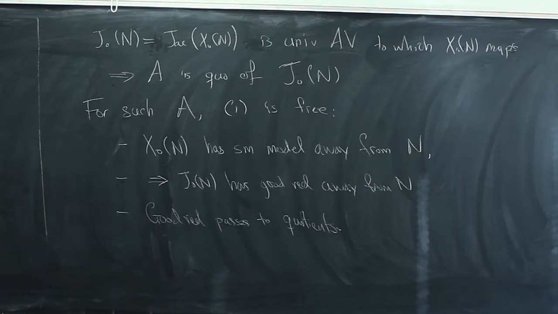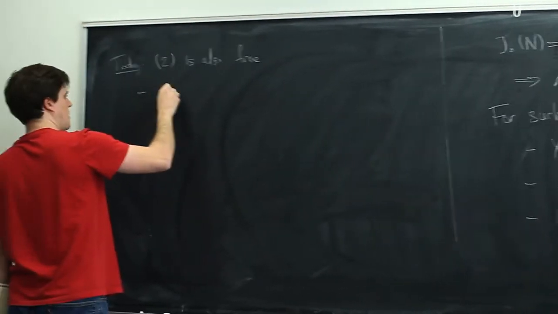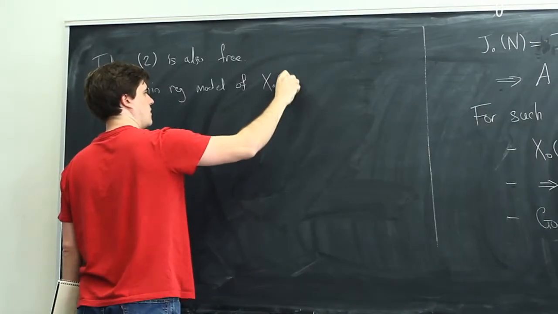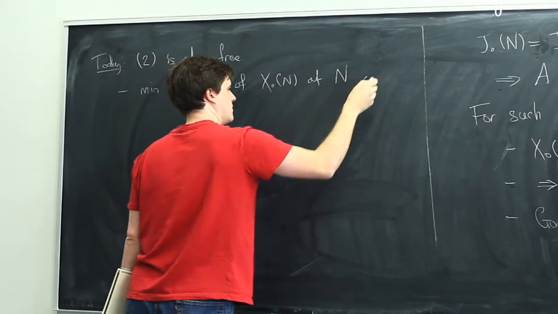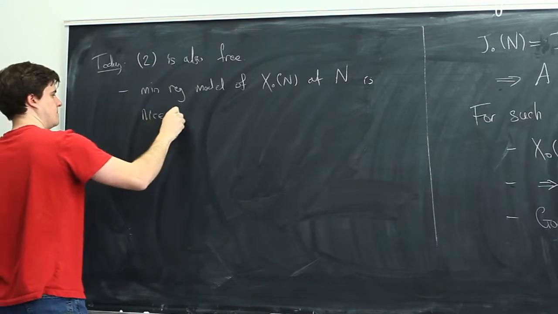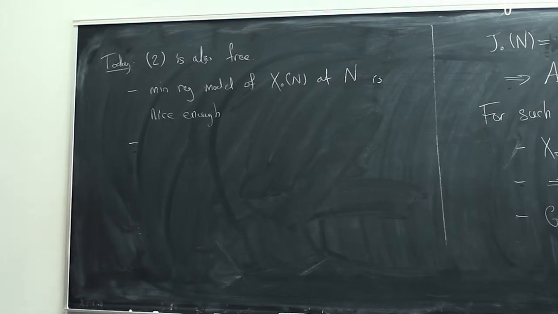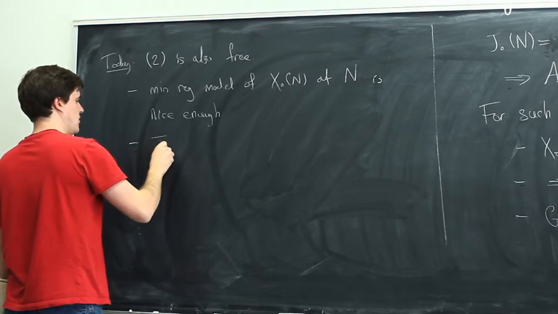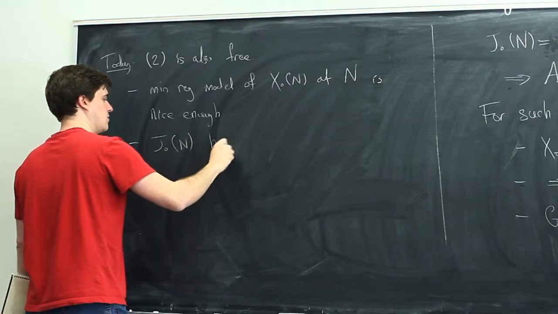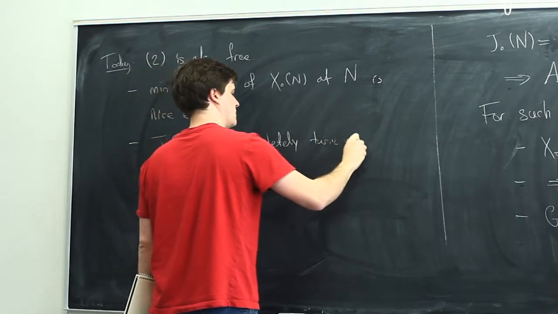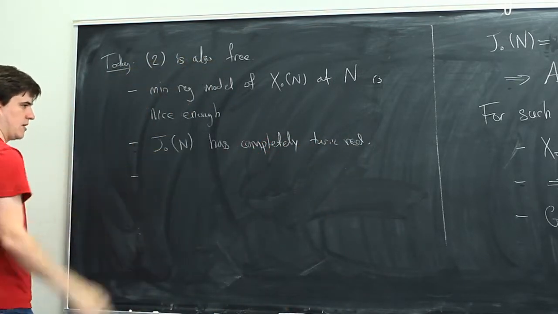So we're going to first show that X_0(n) has a certain kind of model at n. So the minimal regular model of X_0(n) at n is nice enough. We're going to show that, and then from that we'll be able to deduce that J_0(n) has completely toric reduction. And then we'll show that that property also passes to quotients.